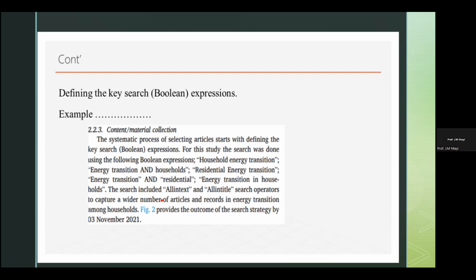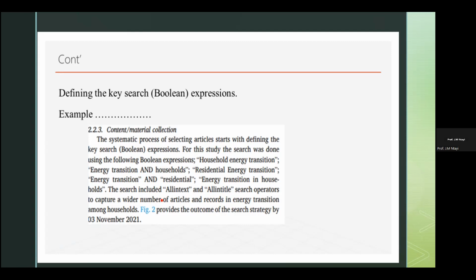Charles, as you come in, you will also help us understand when we say AND in capital letters, what are we telling the system to do for us? We are saying energy transition and households, but the AND is in capital letters, right? Now, so you need to have words which are connected. Don't just pick anything and put that. They must be connected.